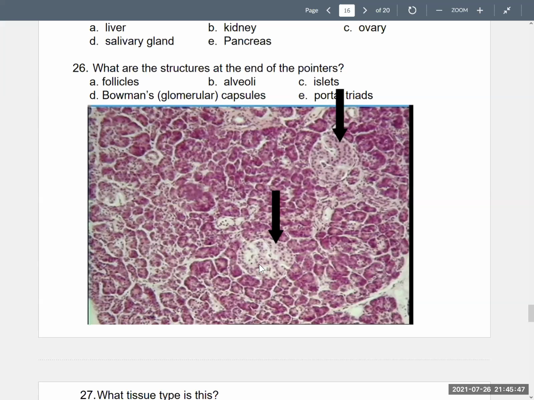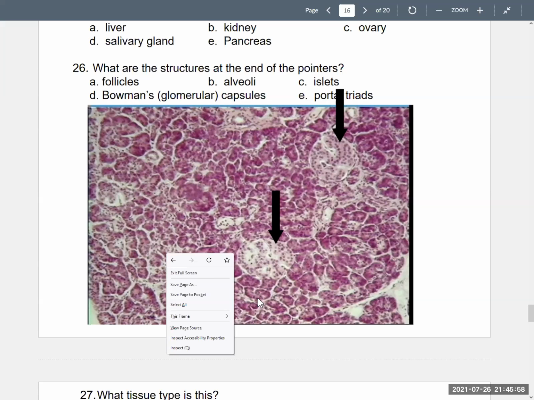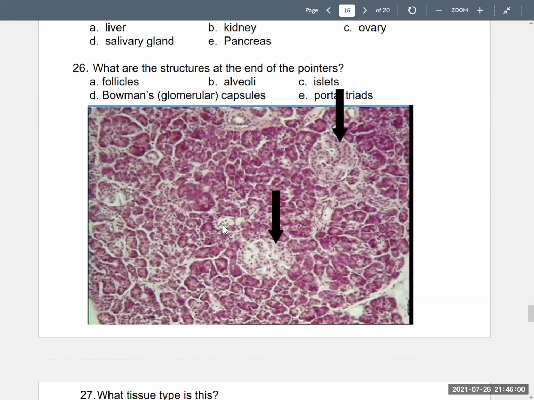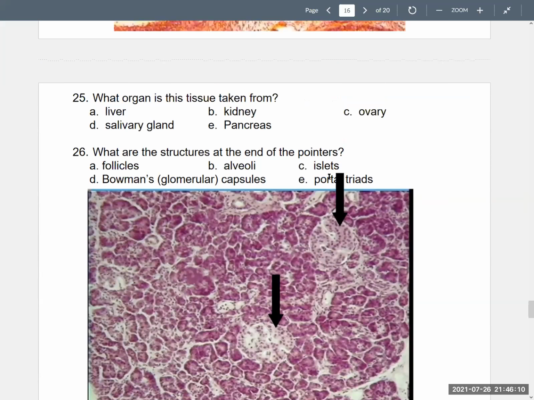That little teeny thing is an islet of Langerhans, but it's like if this were the surface of a dirty ocean that's been pushed down. It's mostly below the surface. I'm only worried about these. These are islets of Langerhans. Question, what organ? So the answer here is pancreas. Capitalized for no particular reason.